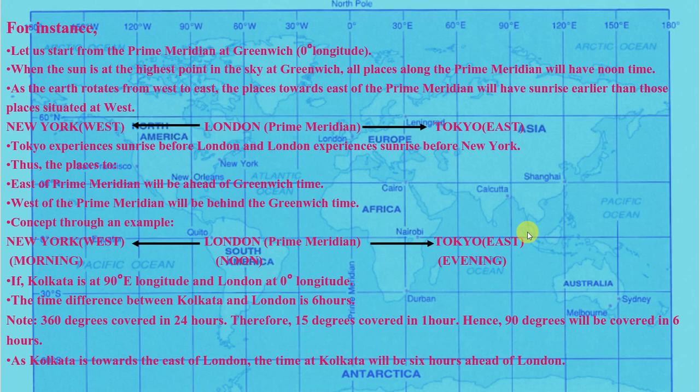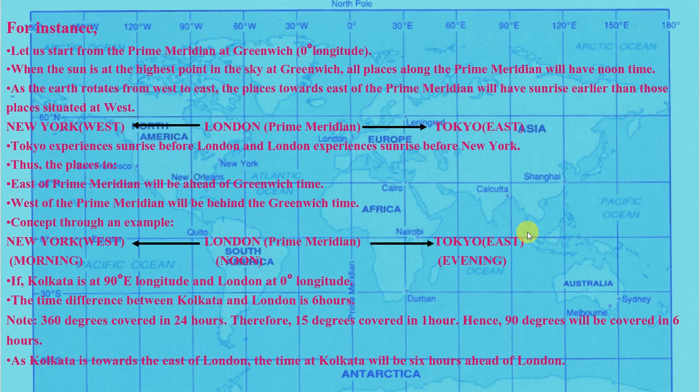Let us take one more example. Suppose Kolkata, let us find out the time difference, because I have discussed one point there. What was the point? The time difference between any two places is due to the difference in longitude of those two places. So we have to find out the time difference now. Let us have an example. If Kolkata is at 90° east and London is at 0° longitude, what is the time difference?